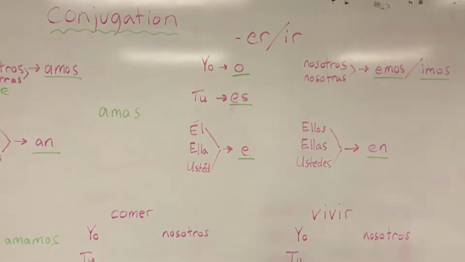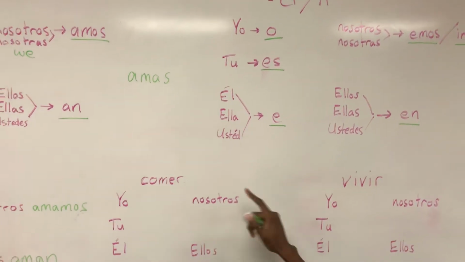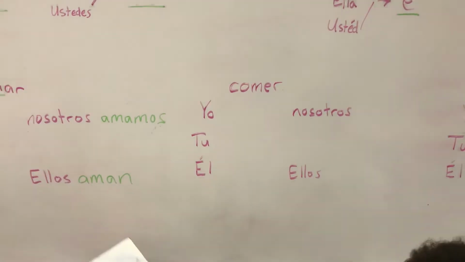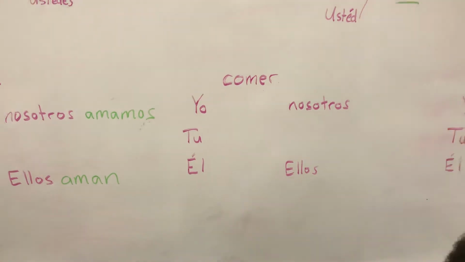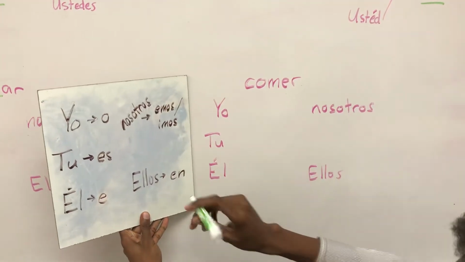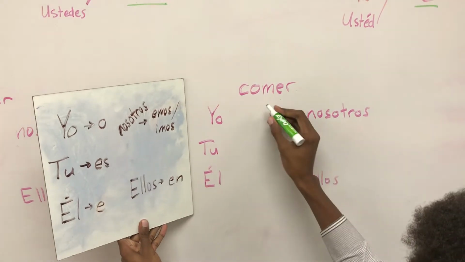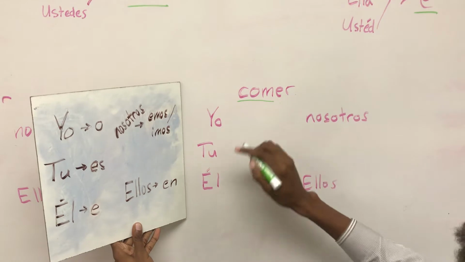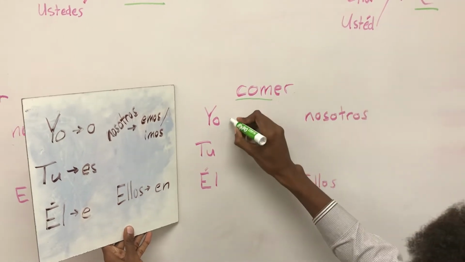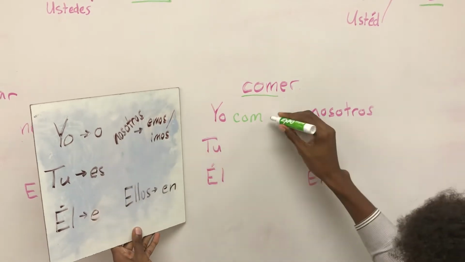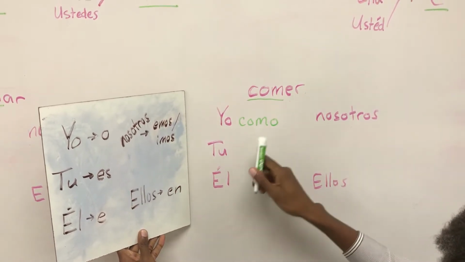So, join me over here where we have the verb comer. We're going to use our little ER guide to conjugate this verb. Comer. Okay, yo. We're going to take the stem, so ignore the ER, take that off. Yo, write the stem. Yo, you add an O: yo como.